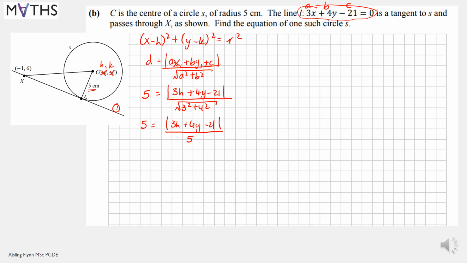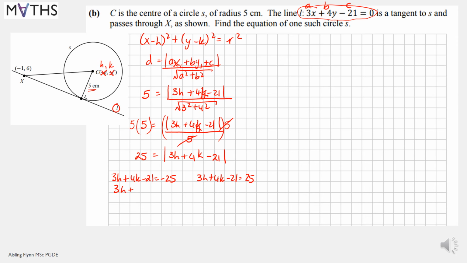Now multiplying both sides by 5 to eliminate that denominator, because 5 divided by 5 is 1, we get 25 equals the absolute value of 3h plus 4k, I should be writing there instead of y, sorry, plus 4k minus 21. And what does this absolute value mean? Well, it means the total value of what's inside, 3h plus 4k minus 21, could be minus 25, or the whole lot could be equal to plus 25. So we've two equations coming out of this.